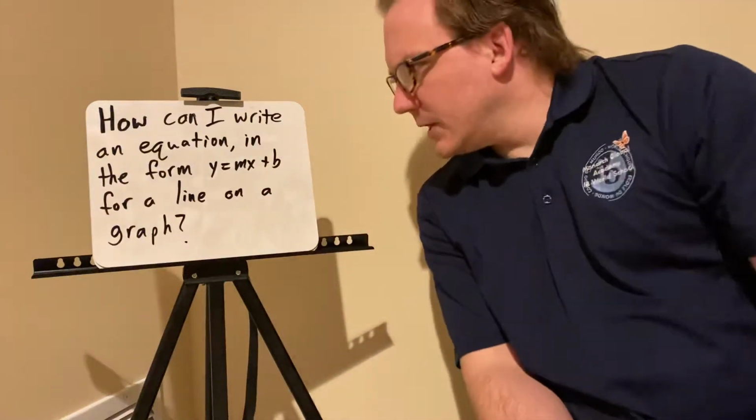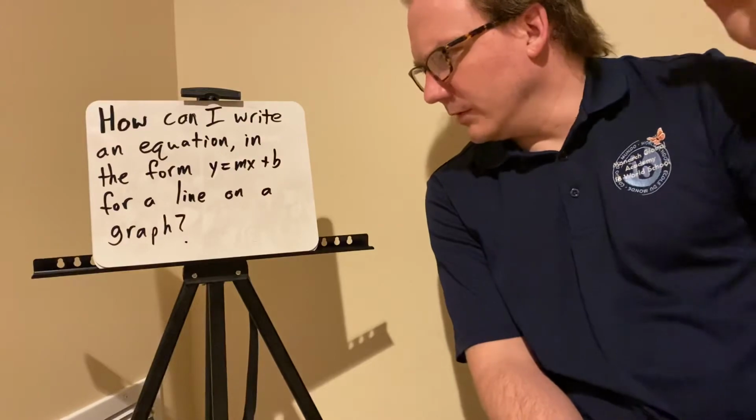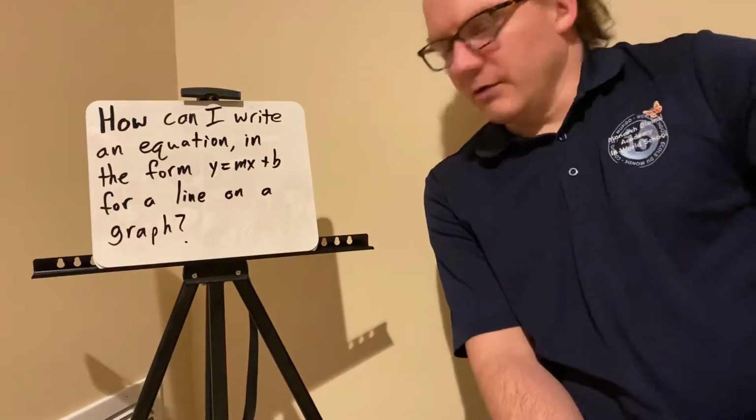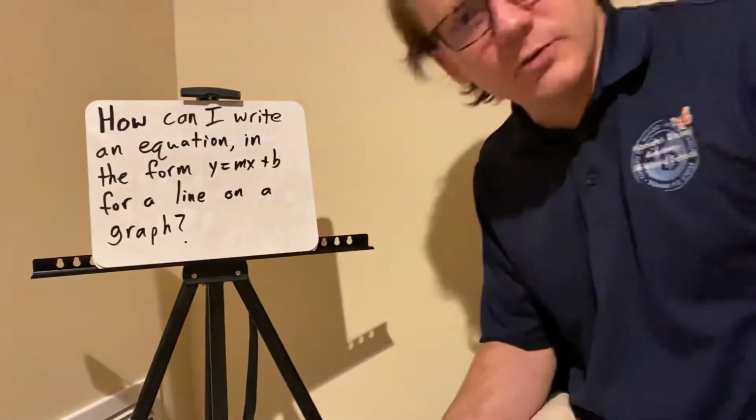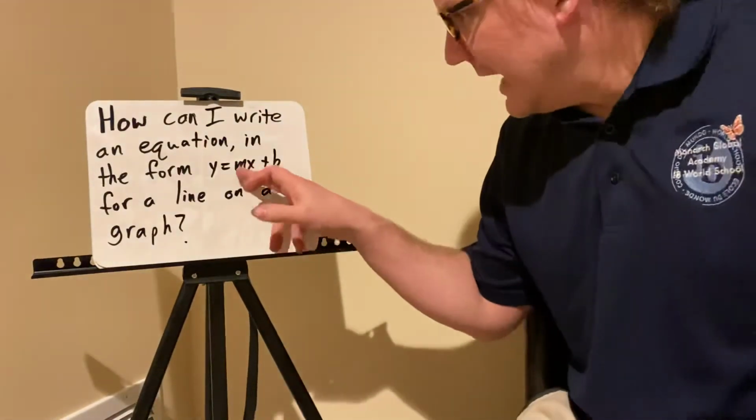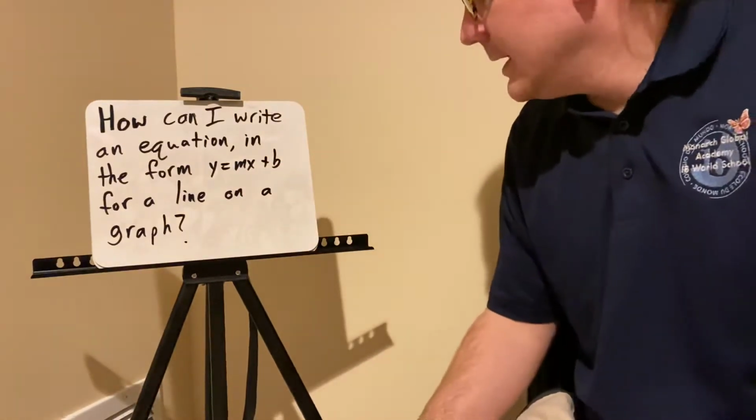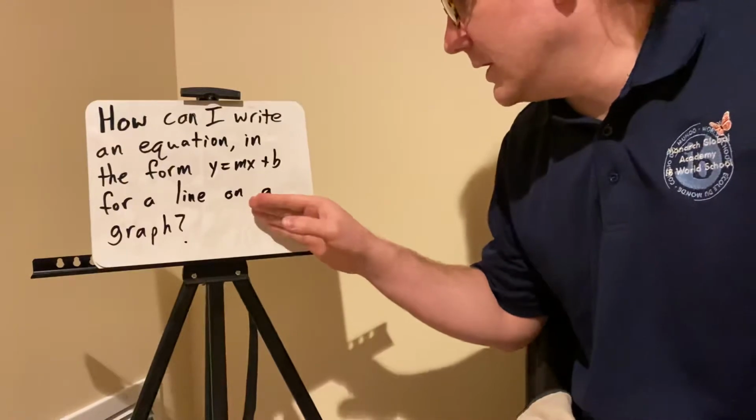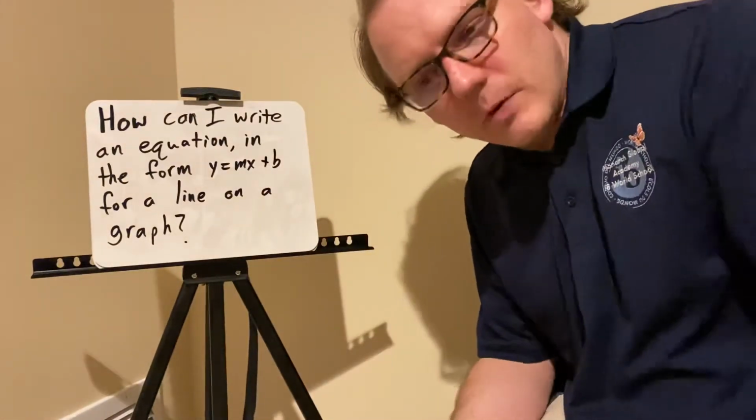How can I write an equation in the form y equals mx plus b for a line on a graph? So we first want to talk about the form y equals mx plus b. That's what we call standard form of a linear equation, where m is your slope and b is your y-intercept. And in this case, we're specifically looking at the idea of if I have a graph, how can I turn that into an equation? We want to be able to go back and forth.